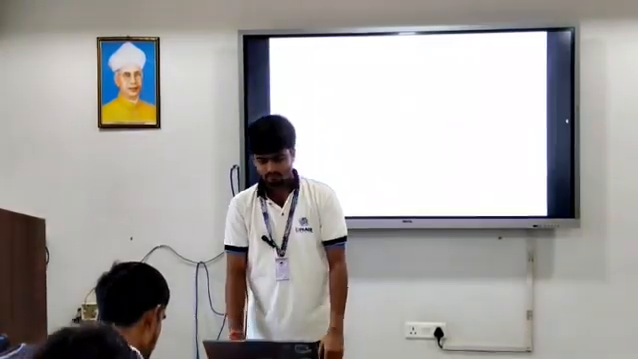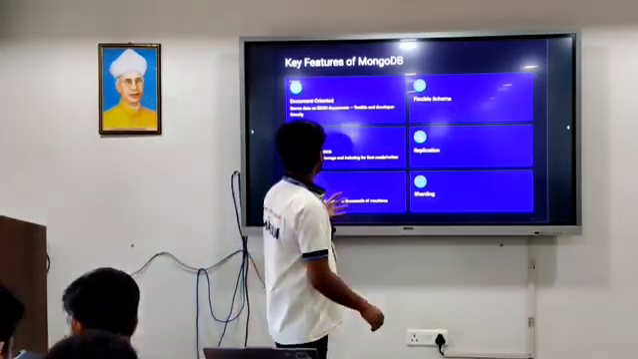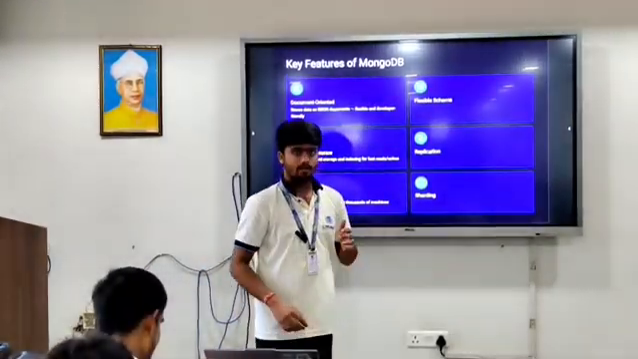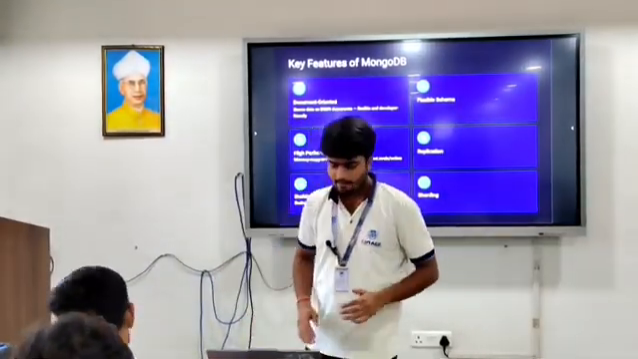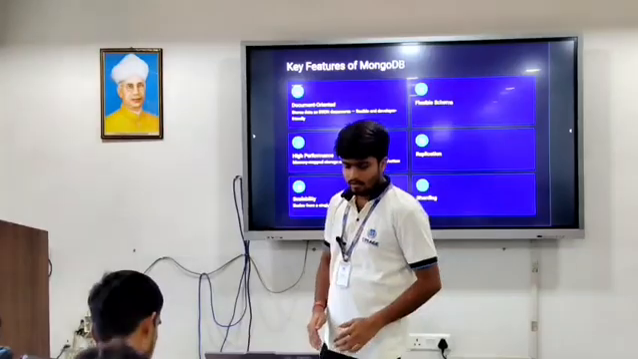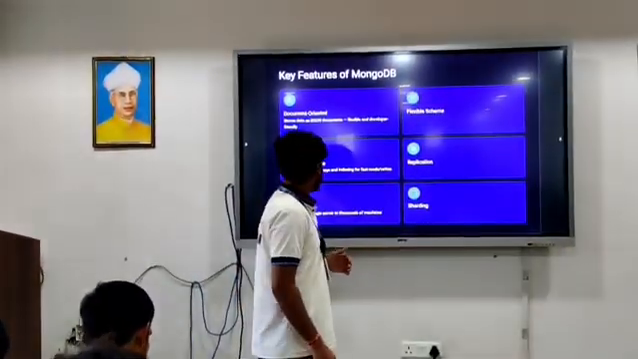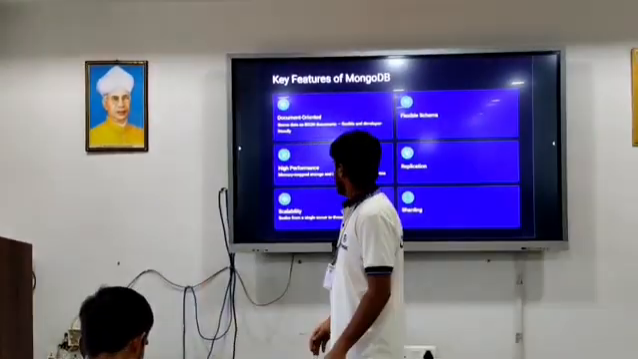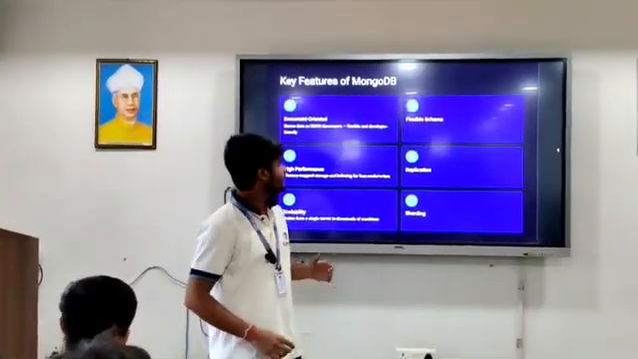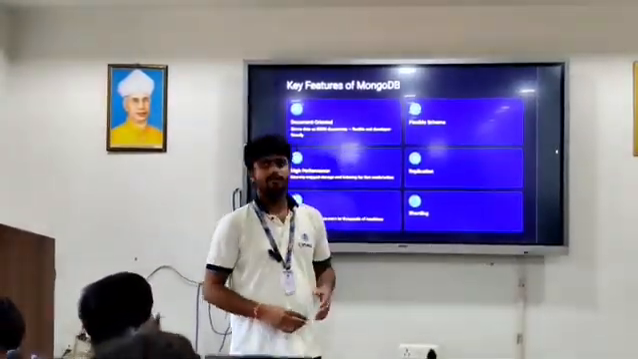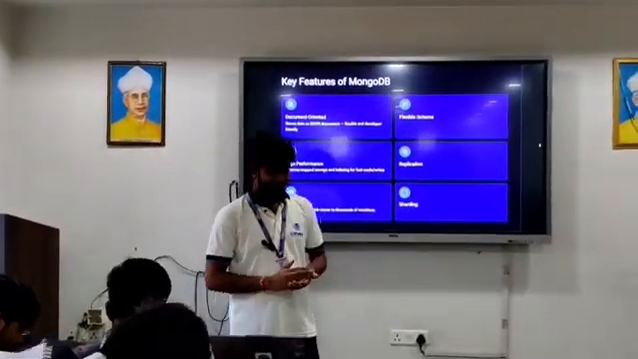Then, if I talk about the key features of MongoDB, first of all, it is document-oriented and stores the data in a JSON file. That means it is flexible and developer-friendly. Second is high performance, meaning memory-mapped storage and indexing make it very fast. Third is scalability, that is, it scales from a single server to thousands of machines. Fourth is flexible schema. Fifth is replication, and sixth is sharding.